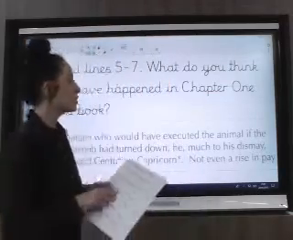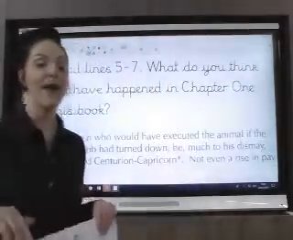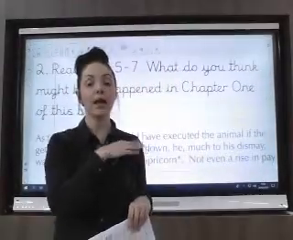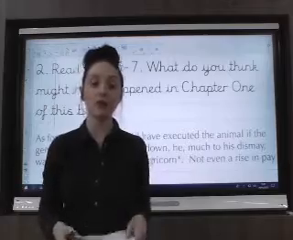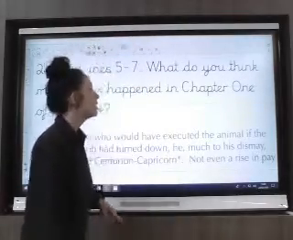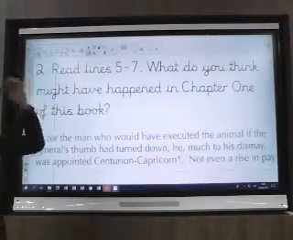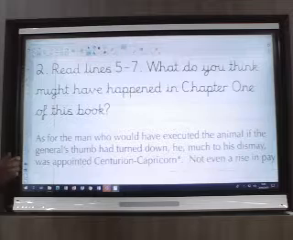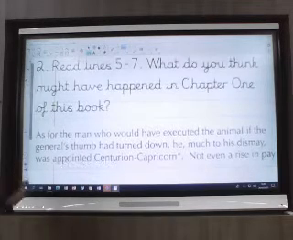Okay. Question 2 then is one that would have to give some evidence on. So I'm going to model answering question 2, and then I want you to apply that to the other questions in the comprehension where you've got to give some evidence. So this one says, read lines 5 to 7. What do you think might have happened in chapter 1 of this book?